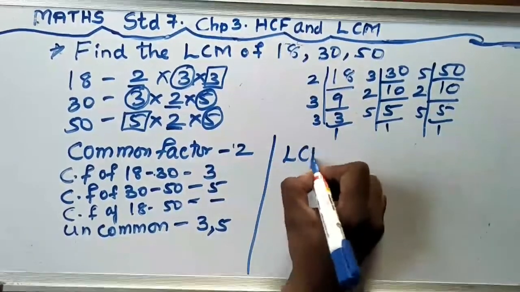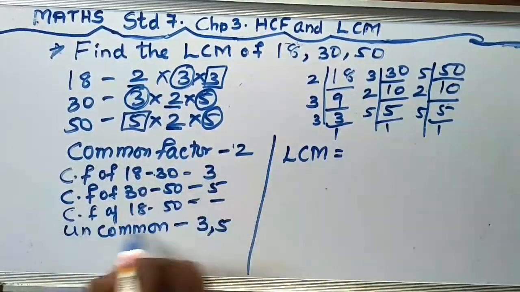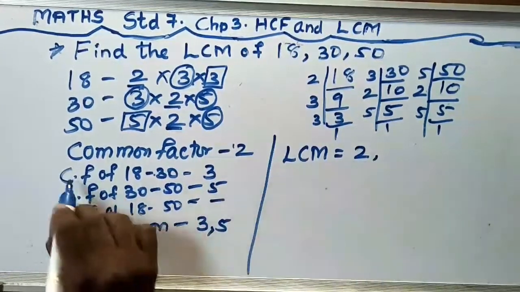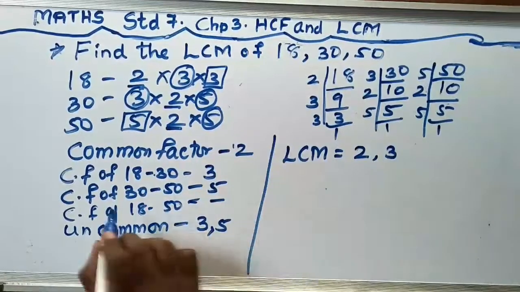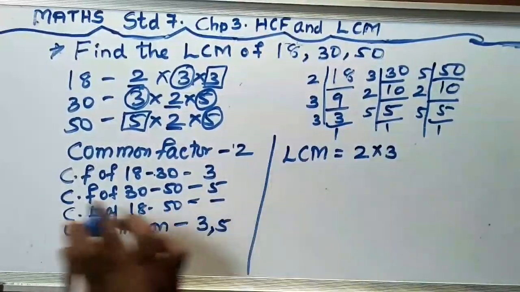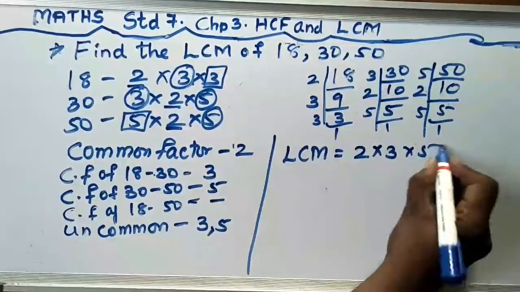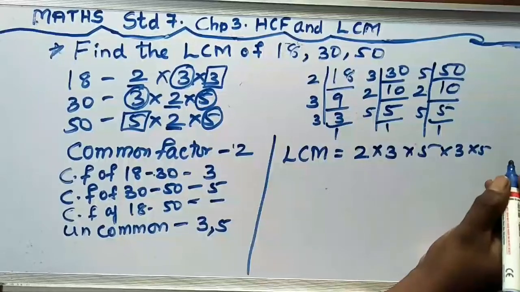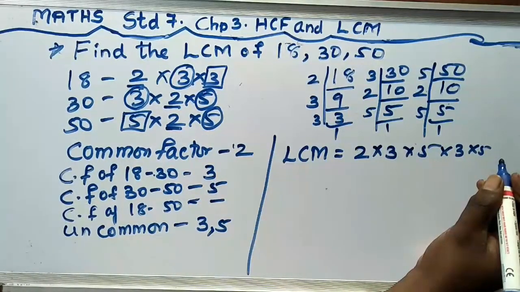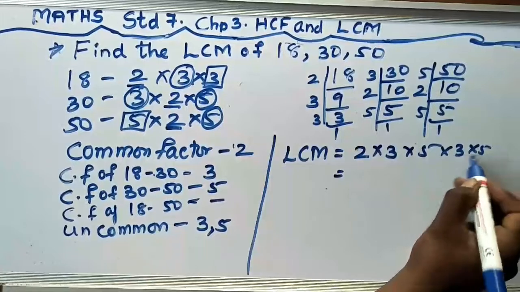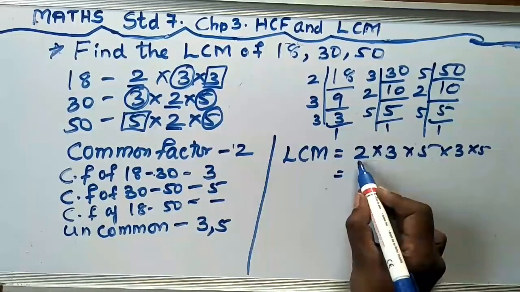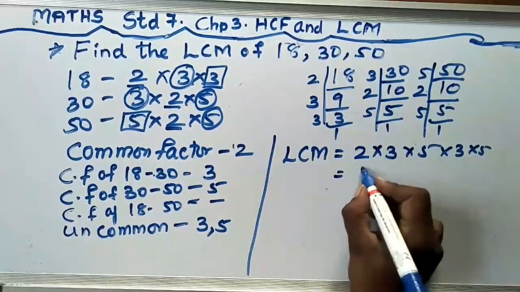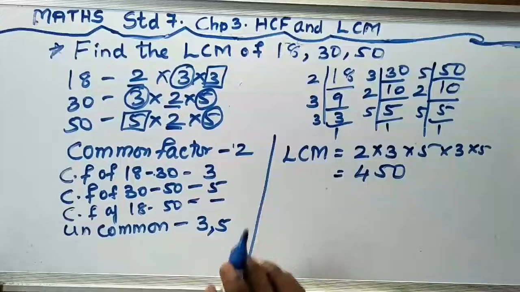So we want to find the LCM. Whatever common you got here, all you have to add. For common factor 2, here 3, here 5. Uncommon 3 and 5. Now let us multiply all the numbers. How much you will get? 5 fives are 25. 25 into 5 is 125. 5 threes are 150. 150 into 3, 450. So LCM you got is 450.